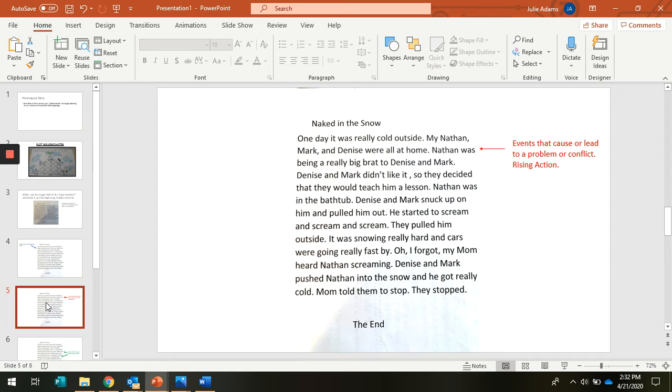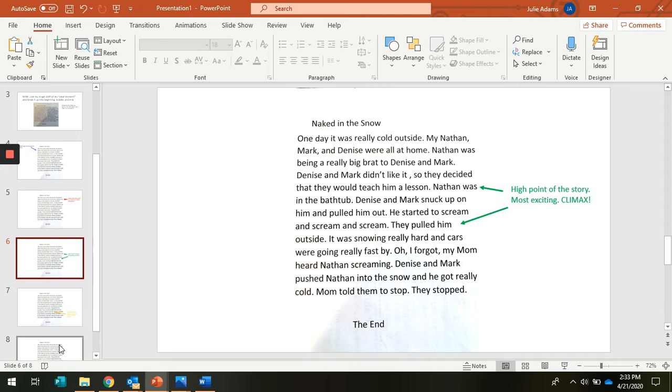After that, we're going to start heading up the roller coaster, and we're looking at events that cause or lead to a problem or conflict. This is also called the rising action. So in my story, Nathan was being a really big brat to Denise and Mark. Denise and Mark didn't like it. So they decided they were going to teach him a lesson.